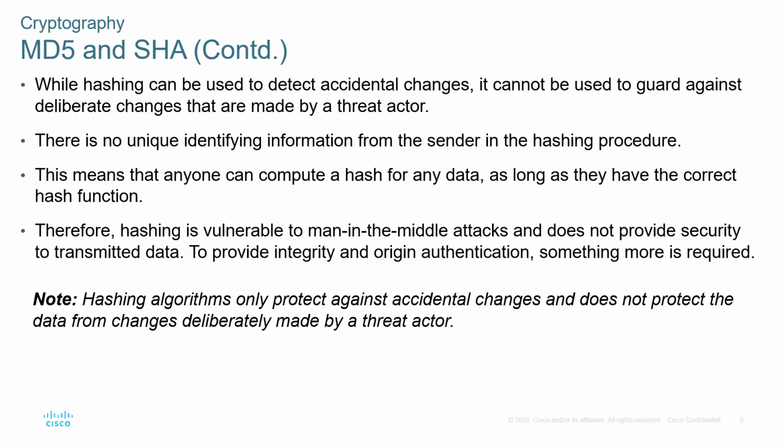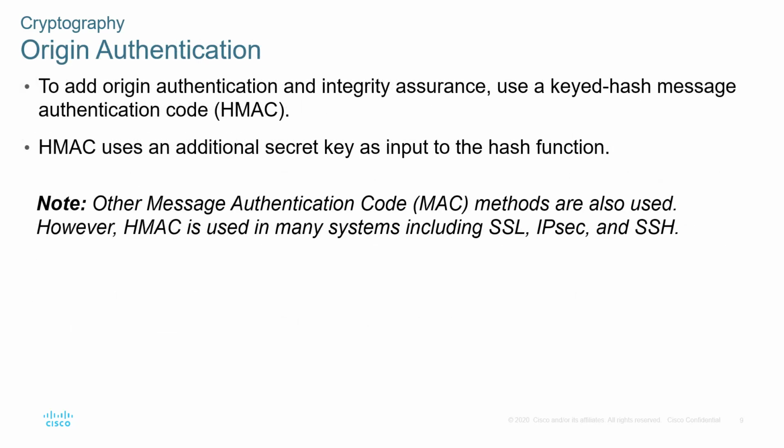So what does it mean when we talk about the original authentication? Essentially, we can add authentication and integrity assurance by using an HMAC, or a hashed message authentication code. These are used in addition to a secret key as inputs to the hash function. We also have things like message authentication code, or a MAC, and these methods are also used. HMACs are used in many systems: IPsec, SSH, SSL, TLS, and more.